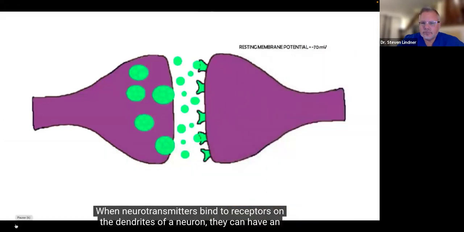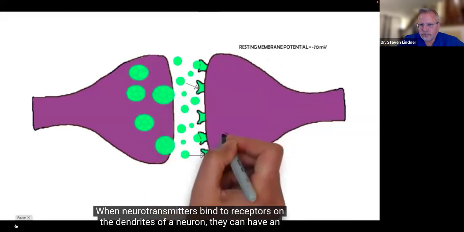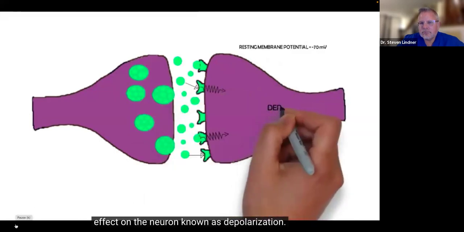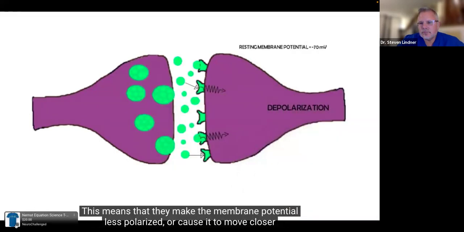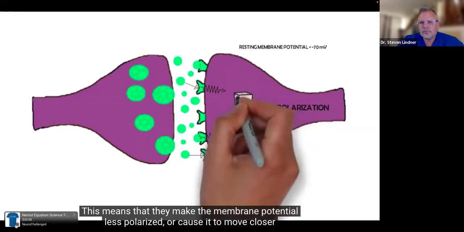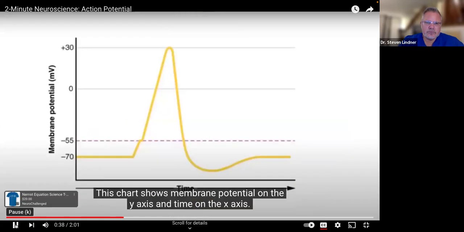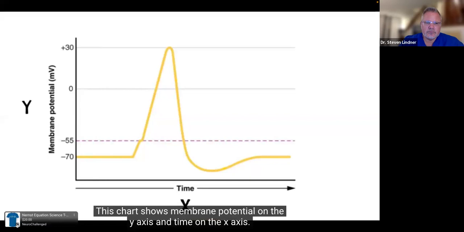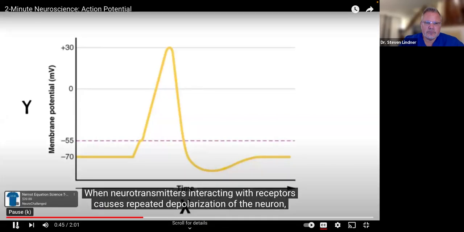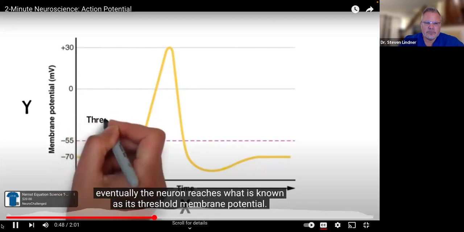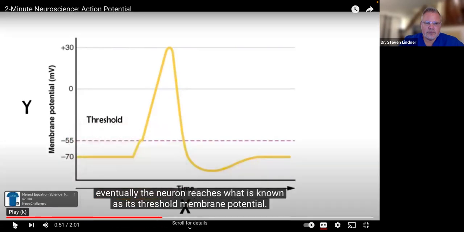When neurotransmitters bind to receptors on the dendrites of a neuron, they can have an effect on the neuron known as depolarization. This means that they make the membrane potential less polarized or cause it to move closer to zero. This chart shows membrane potential on the y-axis and time on the x-axis. When neurotransmitters interacting with receptors cause repeated depolarization of the neuron, eventually the neuron reaches what is known as its threshold membrane potential. So threshold is this minus 55.